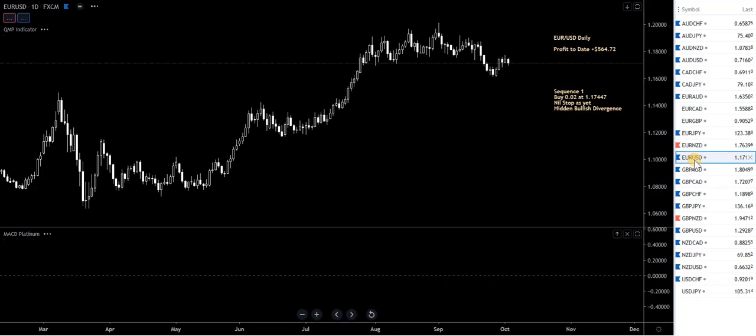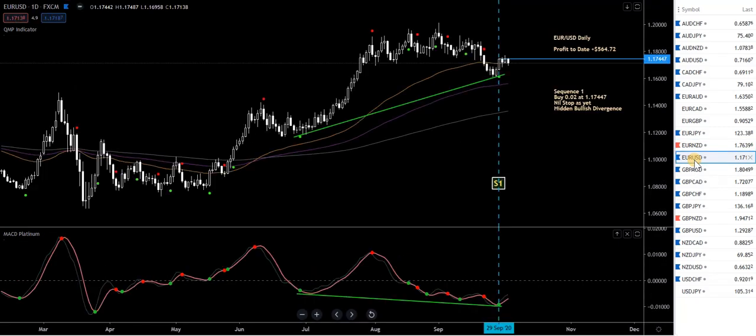Might be better waiting for a better setup. Euro USD, very similar, a buy based on hidden bullish divergence. There's a very common theme here. It's gone against me. I'll try and work my way out of it.